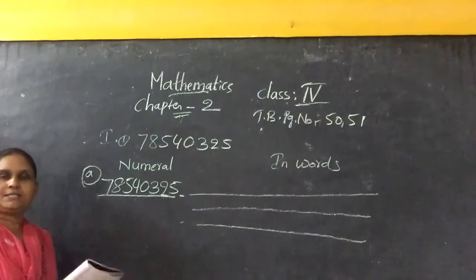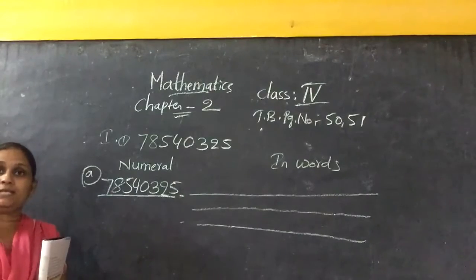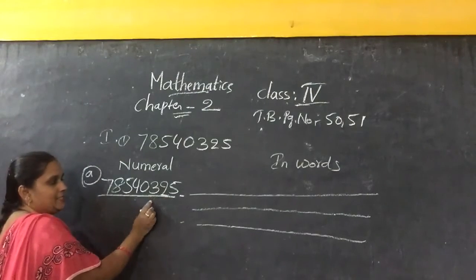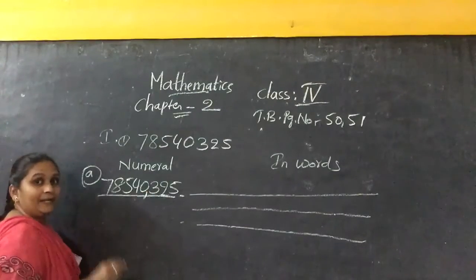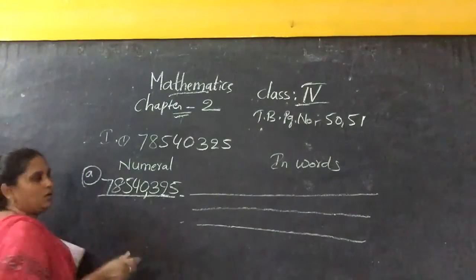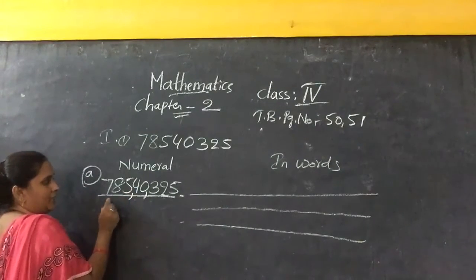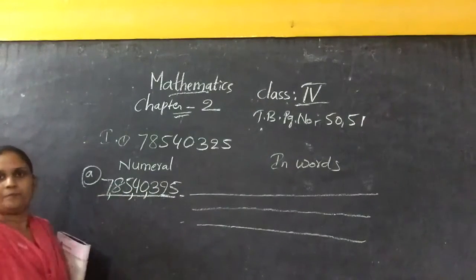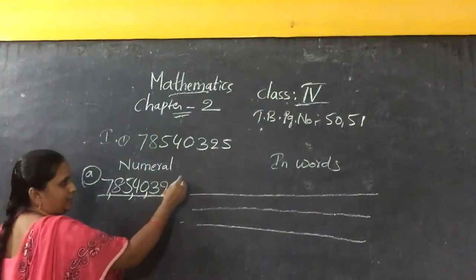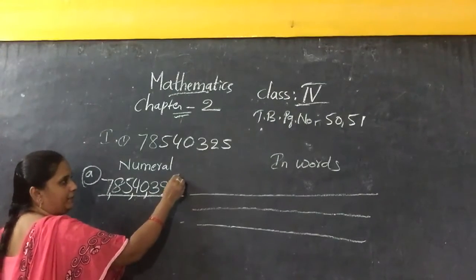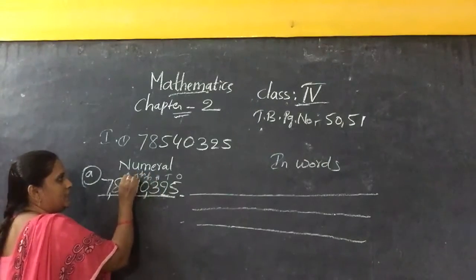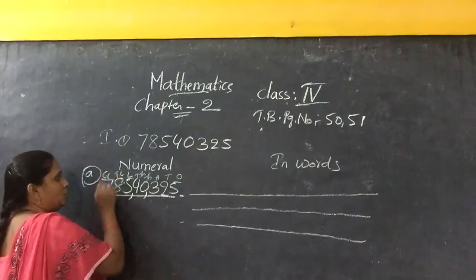After writing this, insert the commas as the question asked. From your left-hand side, leave 3 digits, 1, 2, 3, and insert a comma. According to the Indian system, after 3 digits, leave 2 digits and put the comma again, then 2 digits again and put the comma. Then write the place values above the given number: ones, tens, hundreds, thousands, 10,000, lakhs, 10 lakhs and crores.